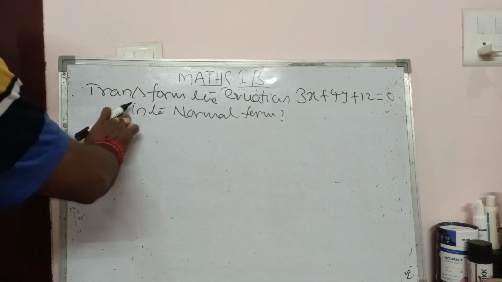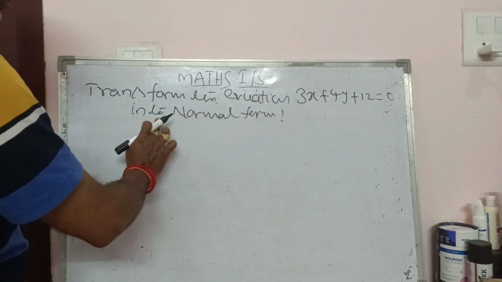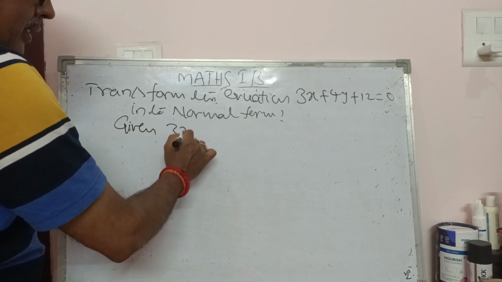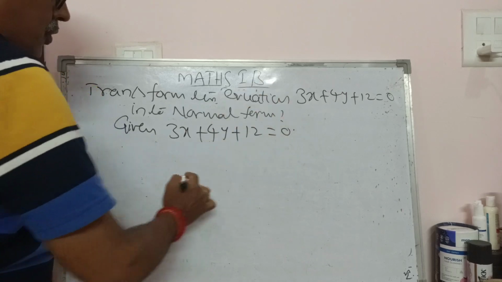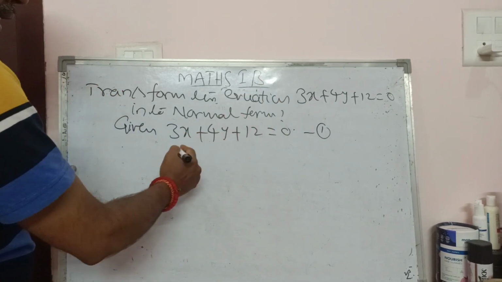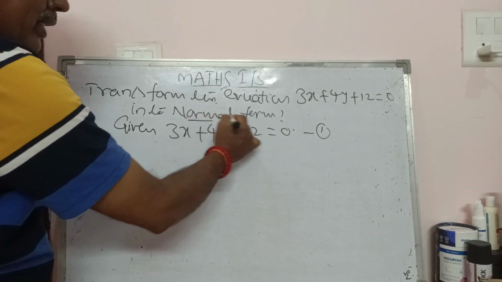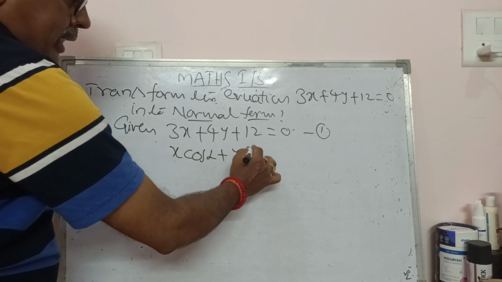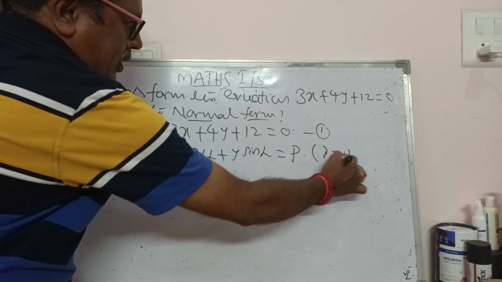Similar model, transform the equation 3x plus 4y plus 12 is equal to 0 into normal form. So what is the line equation given here? 3x plus 4y plus 12 is equal to 0. This is the equation which is to be brought in the form of x cos alpha plus y sin alpha is equal to p, where p is greater than 0. That is called normal form. x cos alpha plus y sin alpha is equal to p, where p is greater than 0.